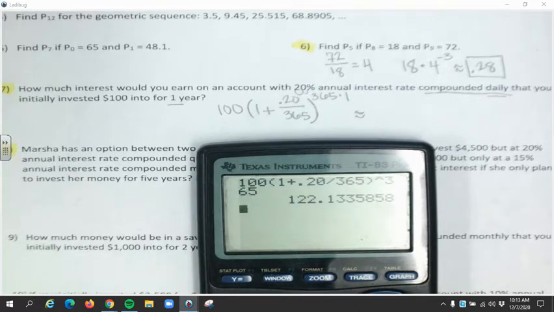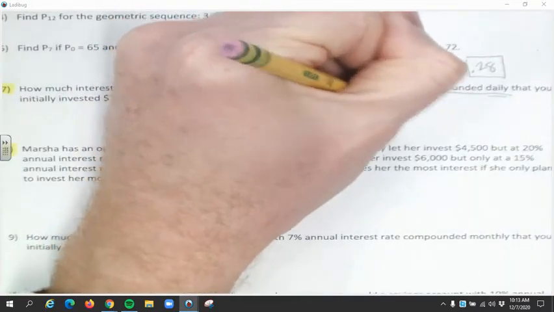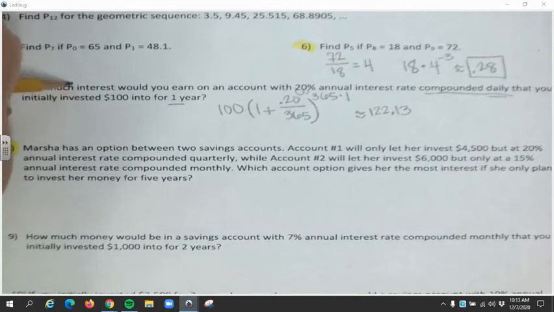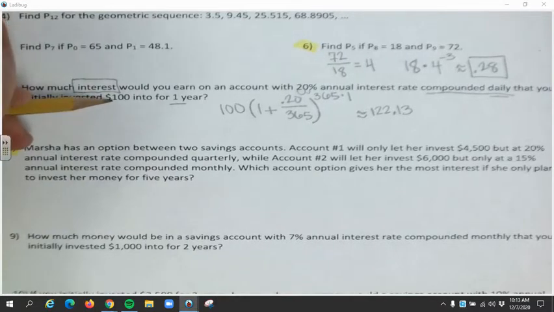We get 122.13. And since we're talking about money, I'll round in the hundreds place. So about 122.13. Normally I would stop there, except the question says, how much interest would I earn? Interest means how much extra did I make? How much money did my money make? So I invested $100 of my own money into the account.